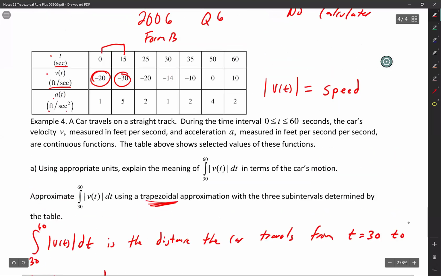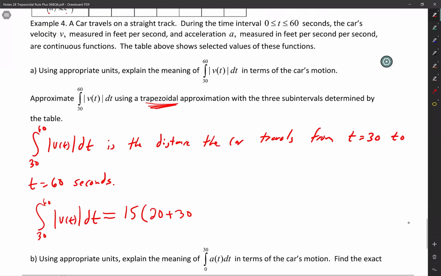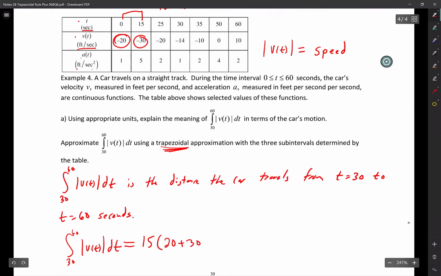Oh, wait, hold on, guys. I already started wrong. Why did I start wrong? I was going too fast. During what time do they want me to find the distance traveled? 30 to 60. And where did I start? 0. So am I starting correct? No, you're not.